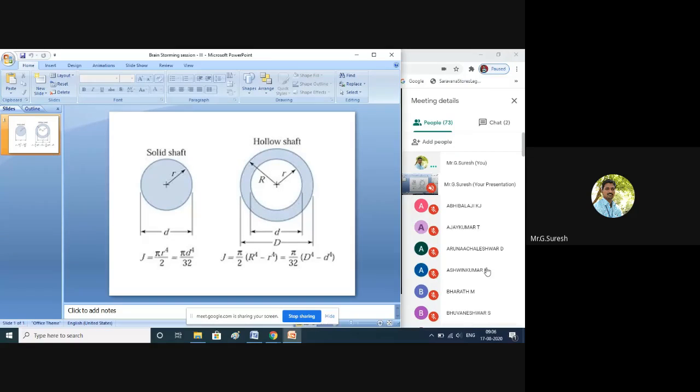Ajay Krishna, when the polar moment of inertia value is high, you are saying that it would transmit a greater amount of torsional moment or torsional force. That's what you are coming to say. Is it correct?